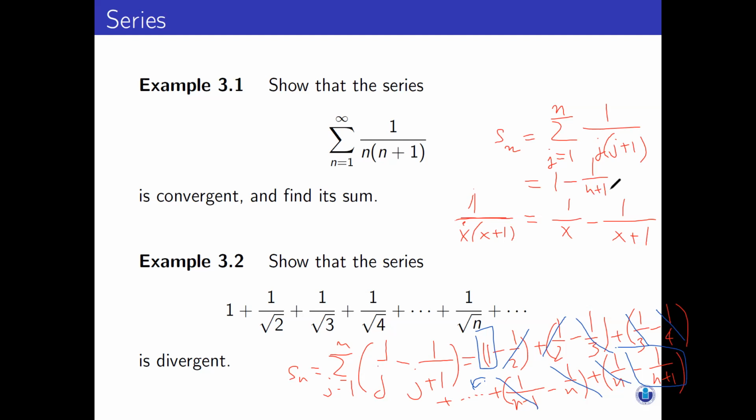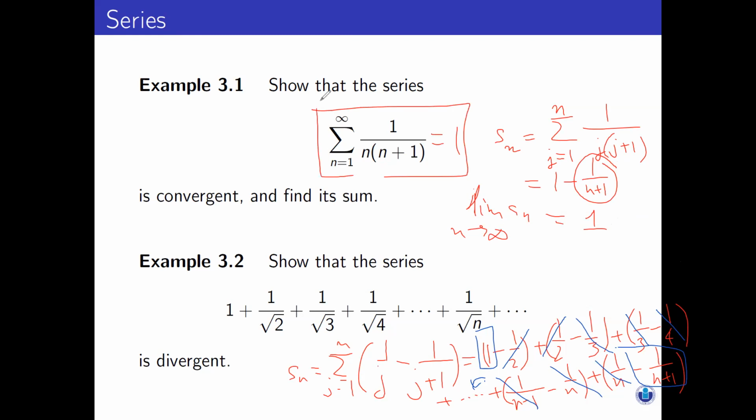Now, by definition, this series is equal to the limit of Sn, if that limit exists. So we compute the limit. The limit of Sn is certainly 1, right? Because this one goes to 0. So this series is 1. Any questions?